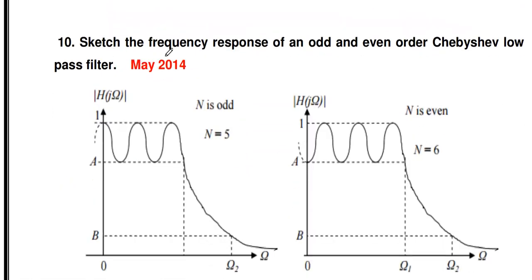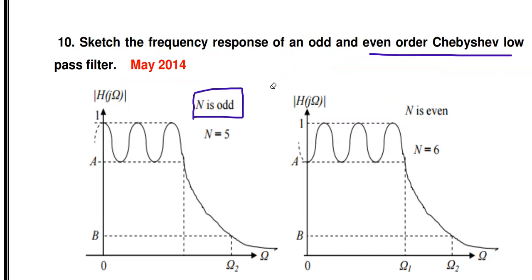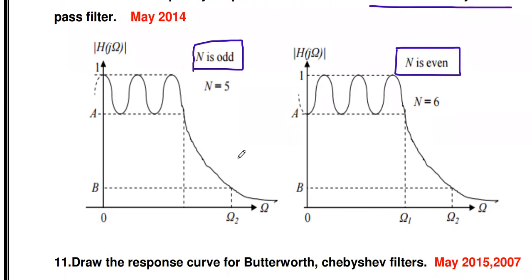Similarly, the next thing, sketch the frequency response of odd and even order Chebyshev low pass filter. It's a May 2014 question. So here the question is, we have to draw the frequency response of odd order and even order Chebyshev filter. That is, if the capital N is odd, for example, N equal to 5, 7, 9, 11, what about the response? If N is even, 2, 4, 6, what is the frequency response? So you see, this is the thing.